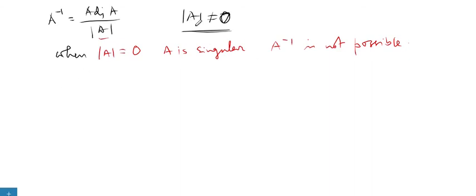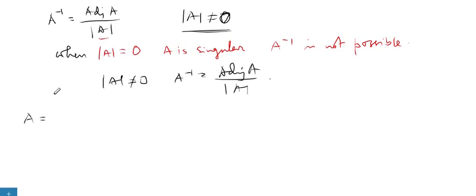Now if the determinant value is not equal to 0, then we will go on with the process and find out the inverse of any square matrix as adjoint of A by determinant value of A. Suppose we are taking an example, A is equal to 1, 2, minus 1, 1, 2, minus 1, 1, minus 2, 2, and 1, 0, 1.